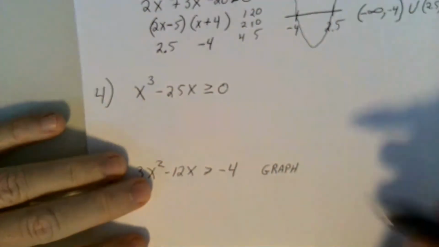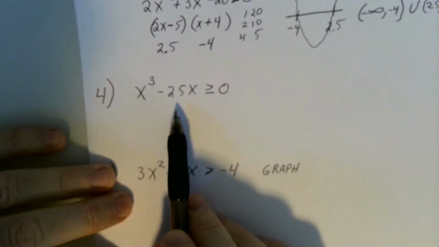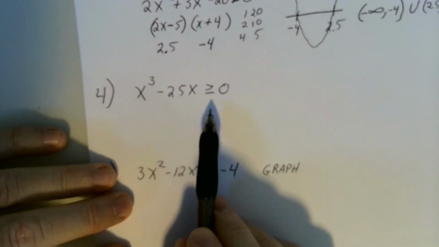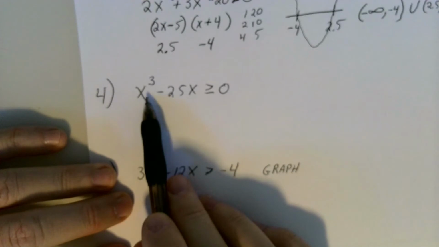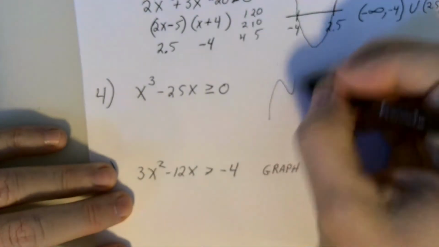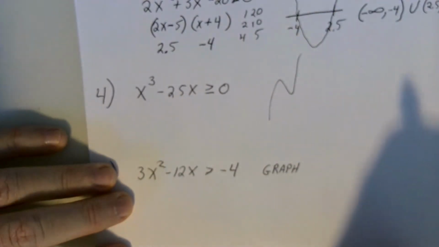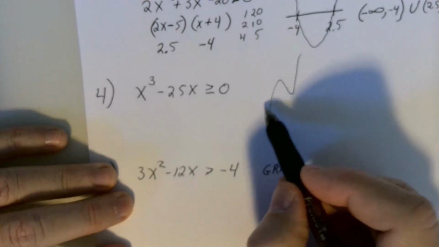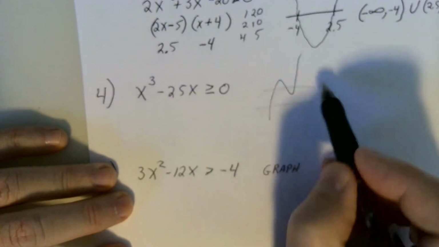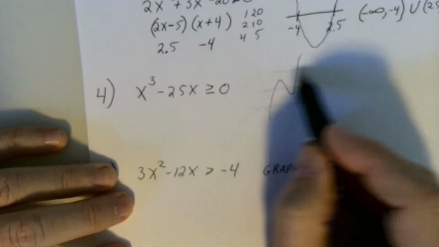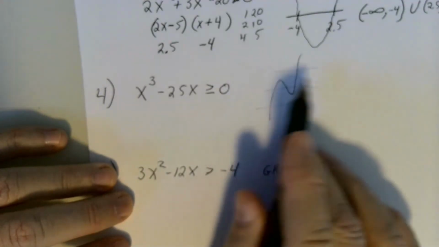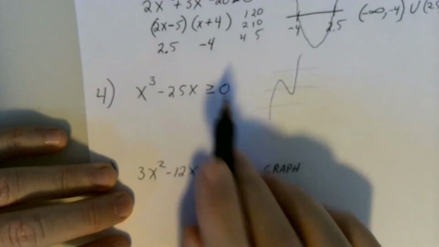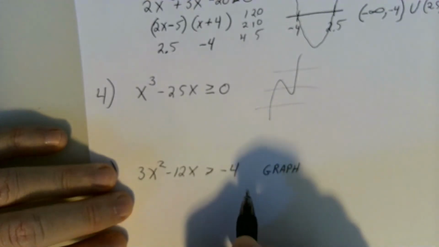Okay, so let's do one of these here. X cubed minus 25x is greater than or equal to 0. So this is a cubic function, and most cubic functions look like this. So it could be greater than or equal to 0 from here on up, in different places. I don't know. I'm going to have to try and find out where it actually equals 0, and then I'll know how it goes.